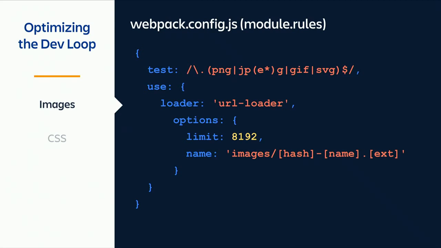And as it turns out, most modern browsers support up to 2 megabytes of data URLs. So you could take that 8,192 and make it bigger, possibly consider doing different things for dev mode versus production mode.